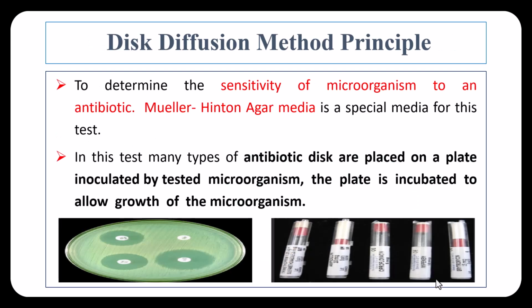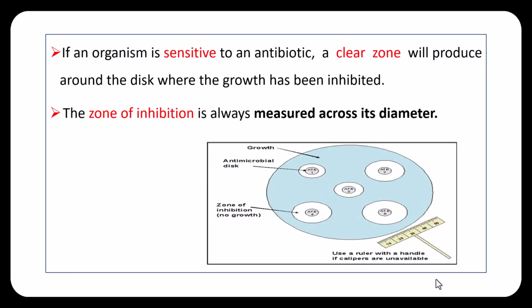Now, the most common laboratory technique is the diffusion method, also called the Kirby-Bauer method. In this test, we use a special media called Mueller-Hinton agar and measure the sensitivity of the microorganism to antibiotic. The principle of this test: we put the antibiotic disc on an agar plate that has been inoculated with bacteria and put the plate in the incubator. After that, if bacteria are sensitive to the antibiotic, a clear area called the zone of inhibition will appear around a disc where no bacteria can grow.